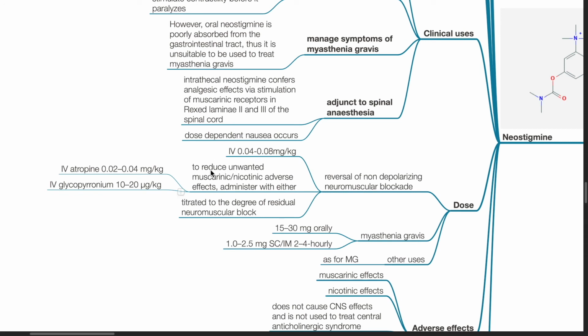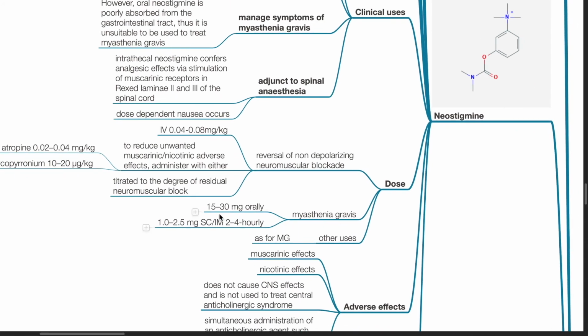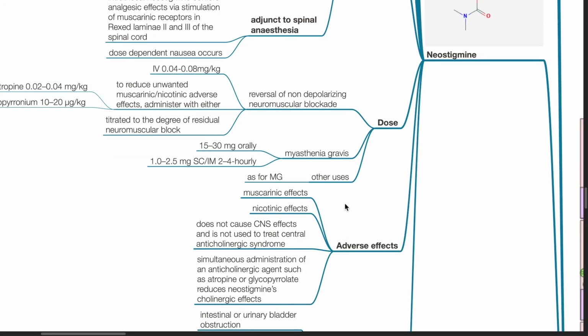To reduce unwanted muscarinic and nicotinic adverse effects, administer with either IV atropine 0.02 to 0.04 mg per kg or IV glycopyrronium 10 to 20 micrograms per kg. Titrate the dose to the degree of residual neuromuscular block. The dose for myasthenia gravis is 15 to 30 mg orally or 1 to 2.5 mg subcut or IM 2 to 4 hourly. The dose for other uses is as for myasthenia gravis.